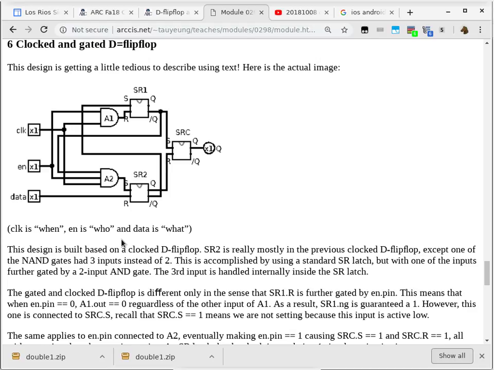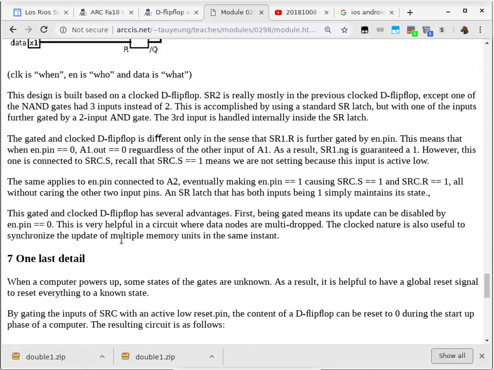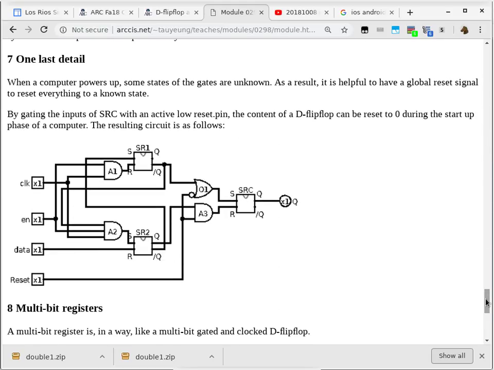I'm not going to go through the analysis of the circuit. It is all written here, so you can see how this is all written. And then we have one last one that's even bigger.